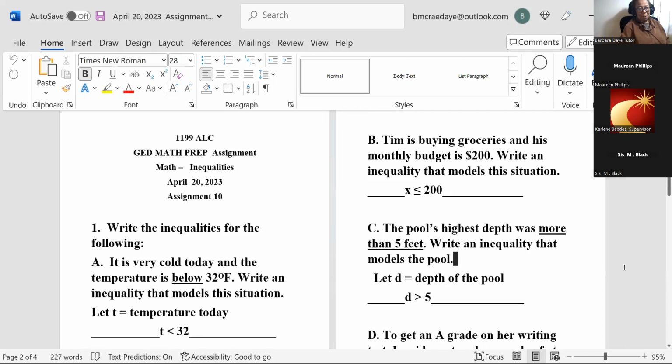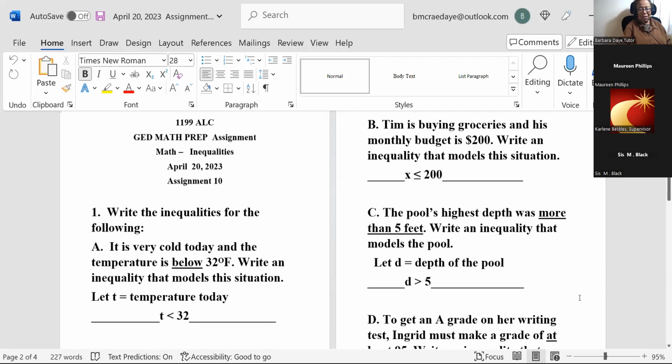So I want to get the words straight in my head. The highest depth was more than 5 feet. So D must be greater than 5. That's right. More than means greater than. So you put the greater than symbol and then the 5 for the feet. Sometimes you use maximum. Maximum is greater, right? Minimum is less. Mercedes, you okay? Yes, I'm fine. I'm getting it. Okay, now let's go to D.